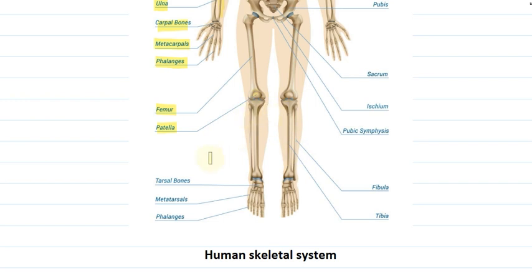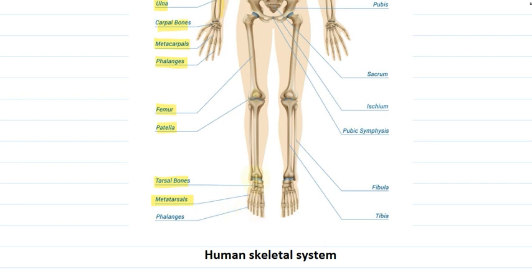Then there are tarsals, or tarsal bones. There are 7 irregularly shaped bones situated proximally in the foot, in the ankle area. They are called tarsal bones. Then there are metatarsals. Here we can see the metatarsals. They connect the phalanges to the tarsals.